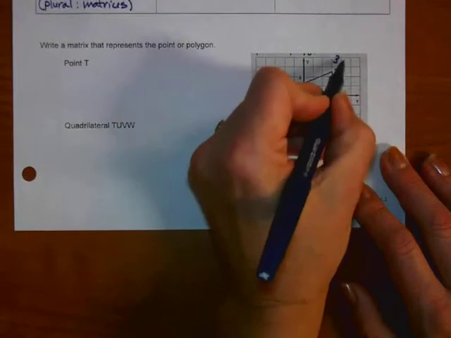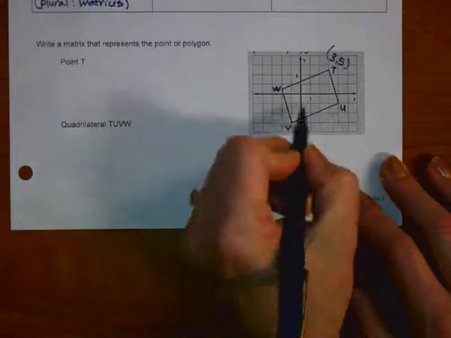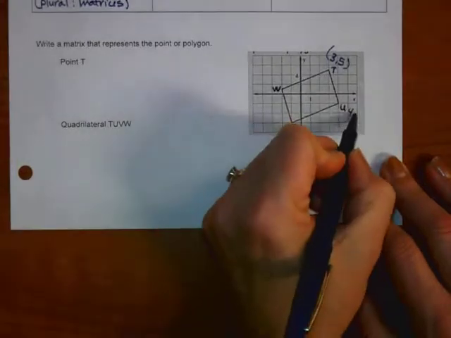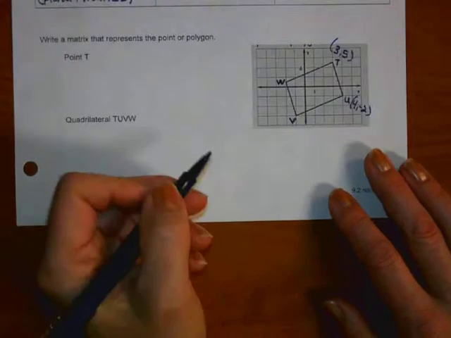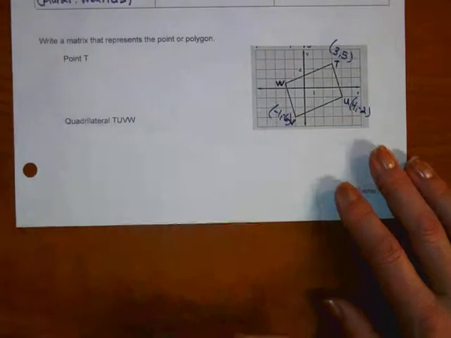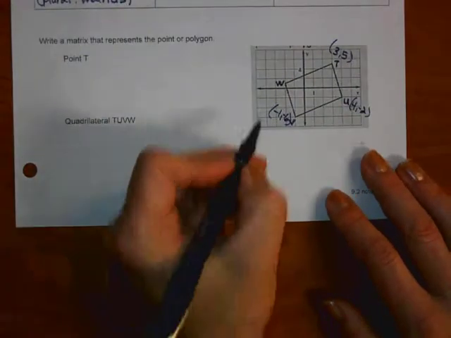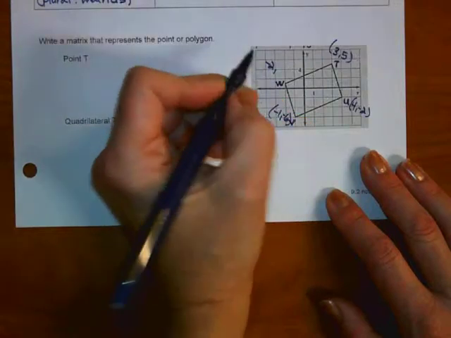I'm going to write the coordinates right here because that'll help us come up with this matrix. U happens to be 4, -2. V is -1, -6. And W would be -2, 1.